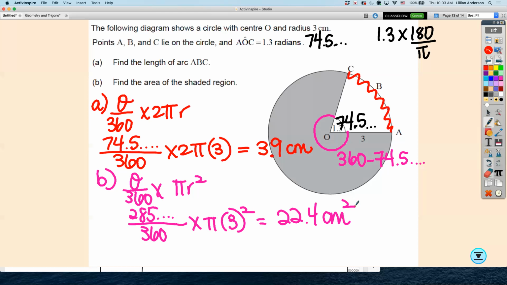You could also find the area of the non-shaded region and then subtract it from the area of the entire circle. So you could do that as well and get the same answer. But don't forget, it's a circle. 360 degrees is in a circle.